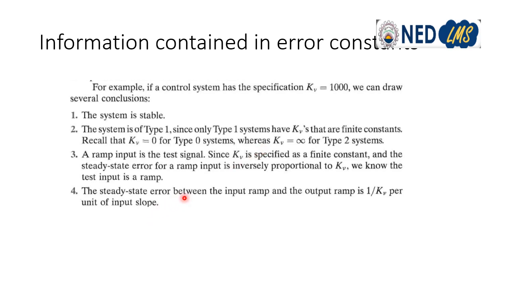Similarly, we have a ramp function as an input because we have Kv, so we can say that a ramp function is being used as an input here because of the finite constant value of Kv. Also, we can say that we have some finite value of the steady state error because of the finite value of Kv, and obviously the steady state error between the ramp input and the output is 1 upon Kv per unit of the input slope. So we may obtain all this information from just a single value, Kv equals 1000.